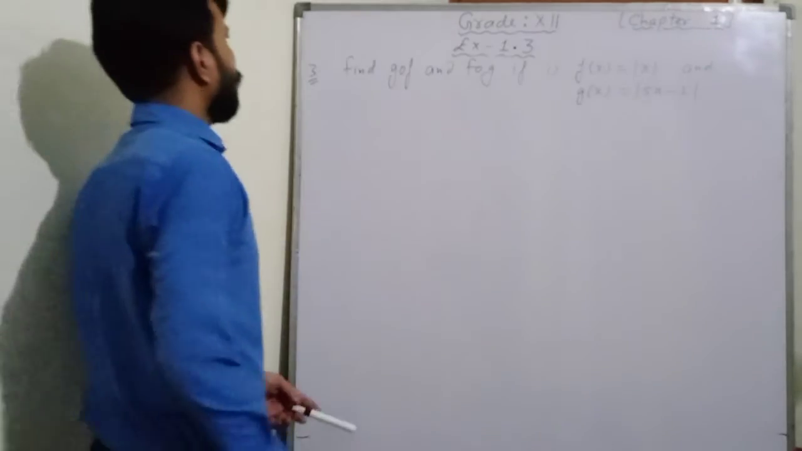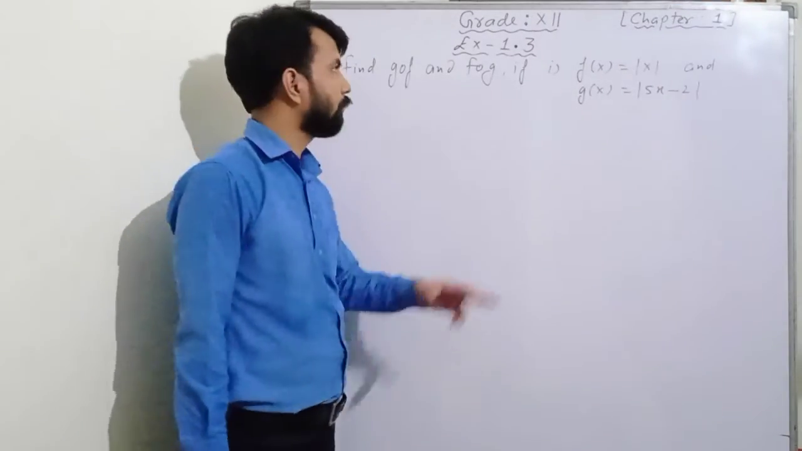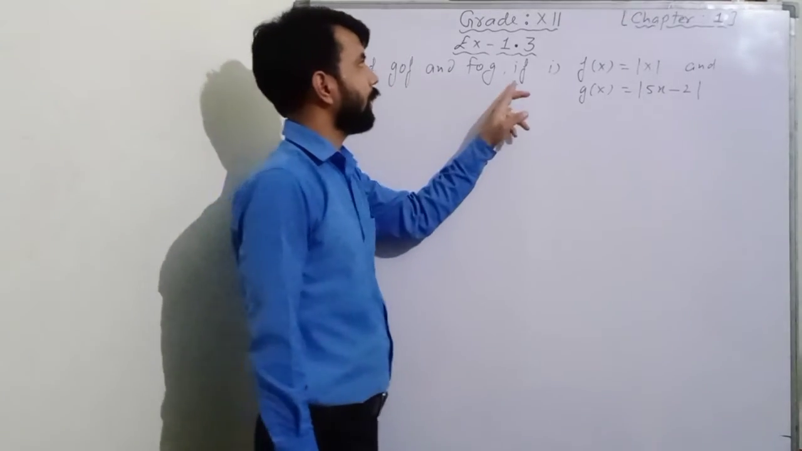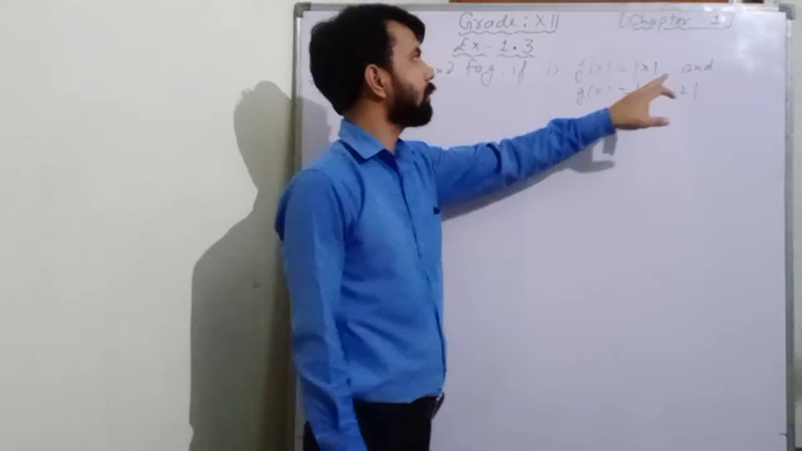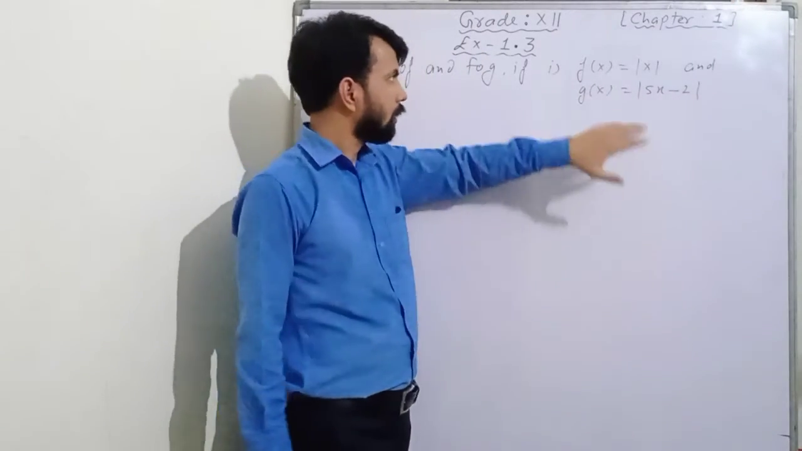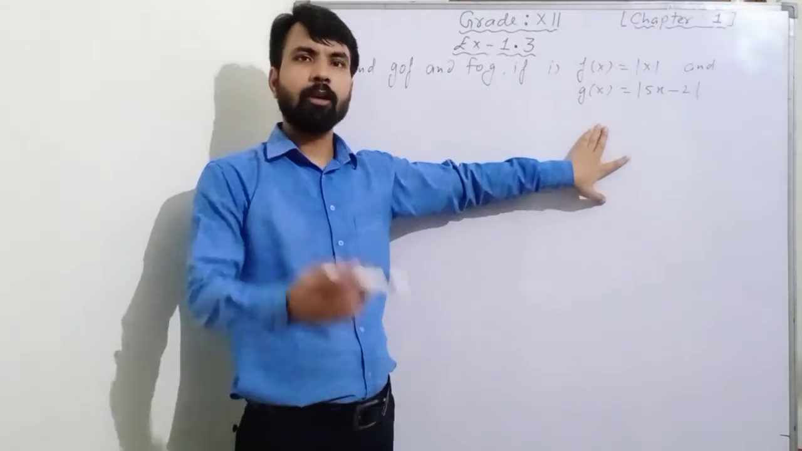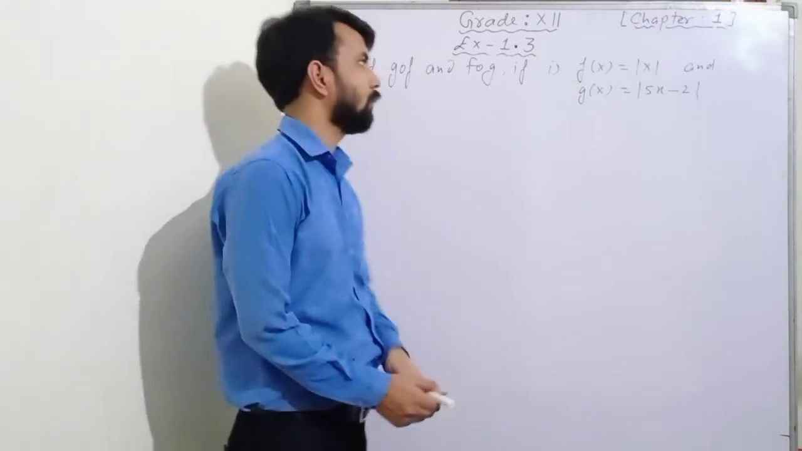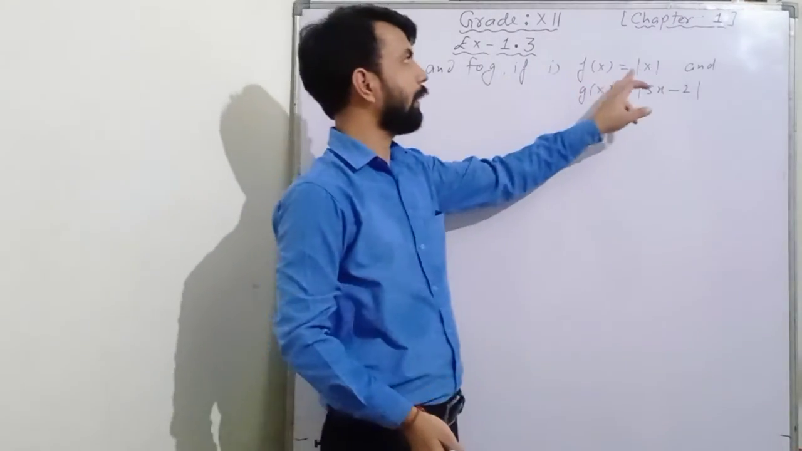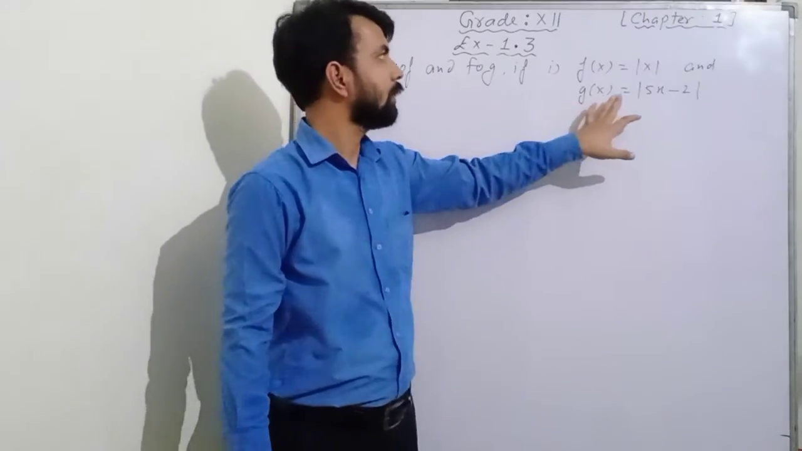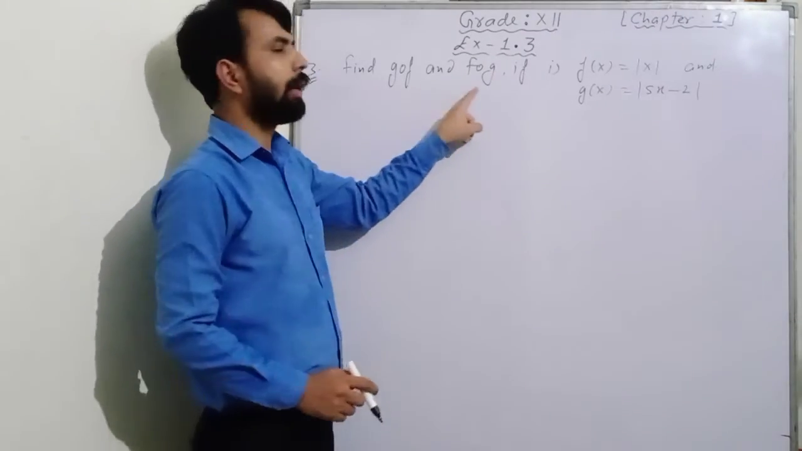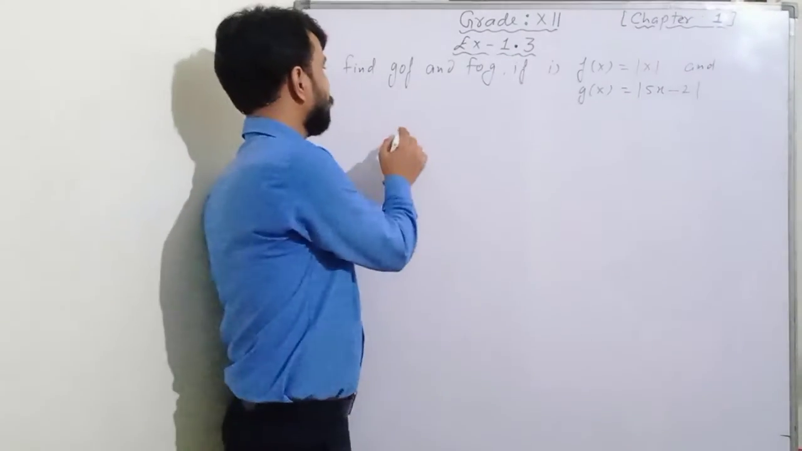Okay students, now I am explaining you the third question. First part is here. Find g o f and f o g if f(x) equal to mod of x and g(x) equal to mod of 5x minus 2. There are two parts. I am solving the first part. Second part you will do yourself. Understood? Okay. So beta f(x) and g(x), two functions are given. Function f is defined as mod of x and function g is defined as mod of 5x minus 2. We have to find g o f and f o g. So firstly I will find out g o f.